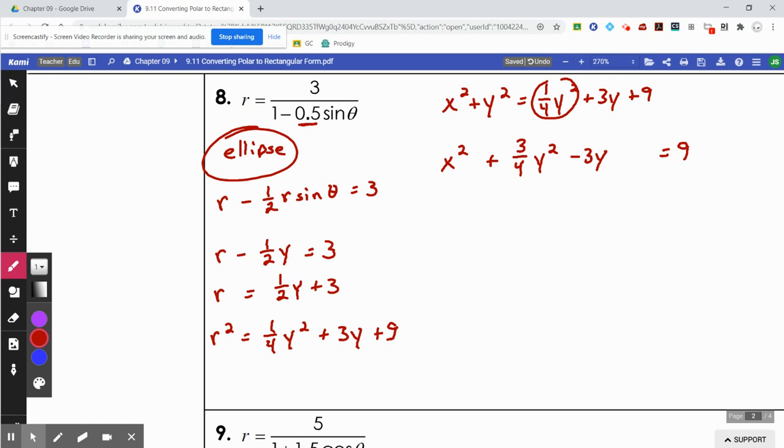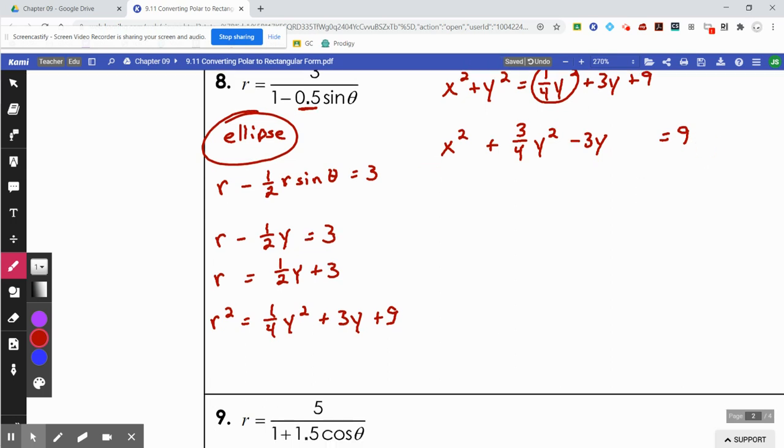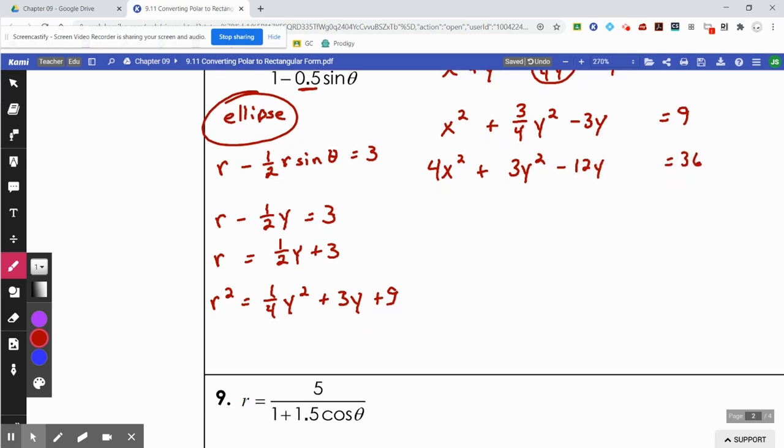However, there's a really good way of getting rid of fractions. Let's take everything, every term, and multiply it by the common denominator, which is 4. And it's going to remove all fractions, so it's easier to work with. So you have now 4x squared. This will now be a 3y squared. This will be now a negative 12y is equal to 36. So you have no more fractions.